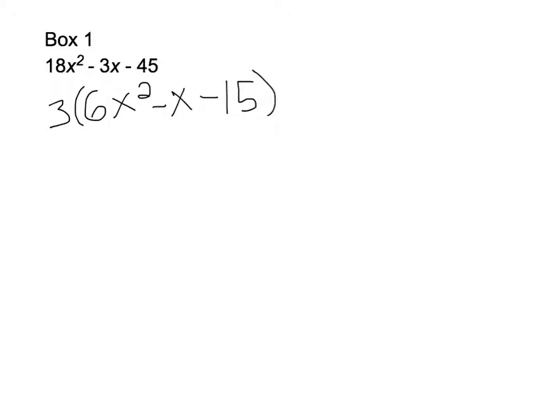We're going to multiply 6 and negative 15. So we're looking for two numbers that multiply together to get 6 times 15 is negative 90, and that add together to get negative 1. So we can guess some different factors.